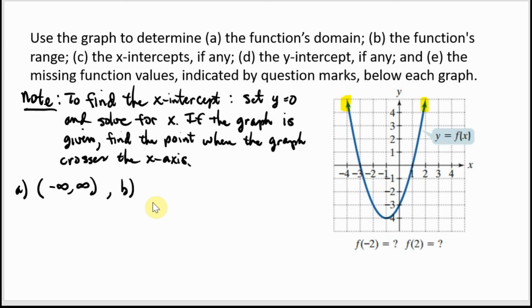And that includes -4, right? So you do a bracket. -4 to positive infinity.